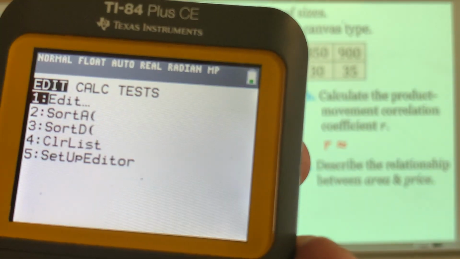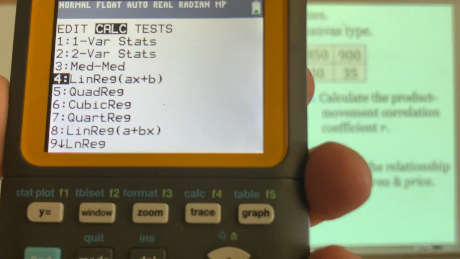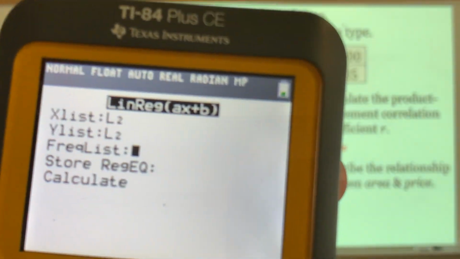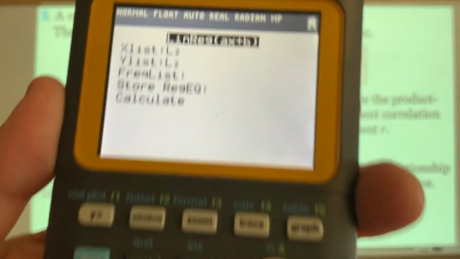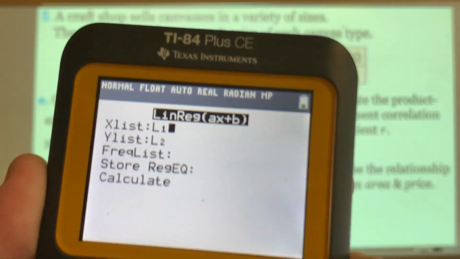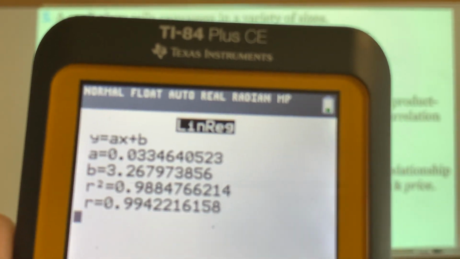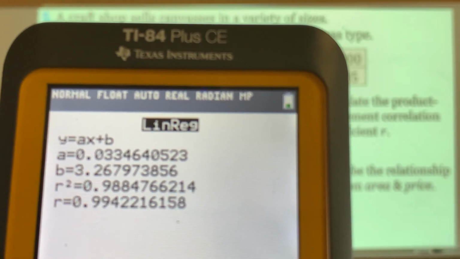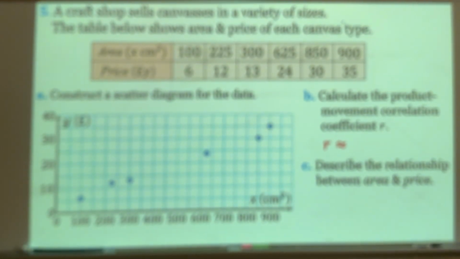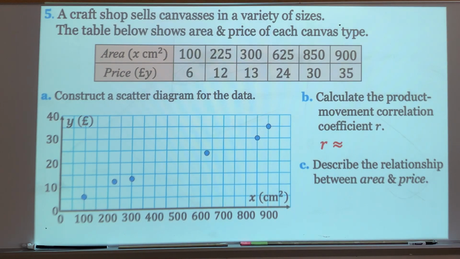Find the coefficient: stat, calc, and reg. Uh-oh, got two L2s here. Second one, turn that back into an L1. There we go, 0.994221. Yep, that's right. Describe the relationship between area and price.